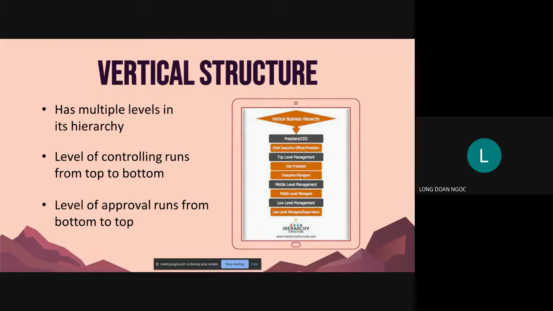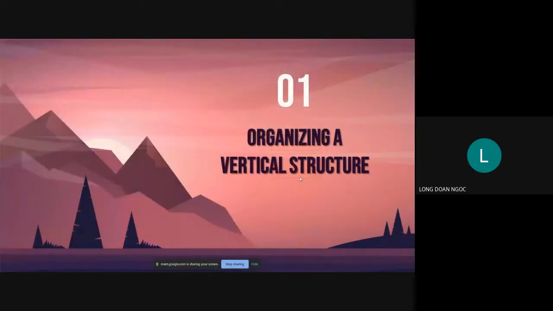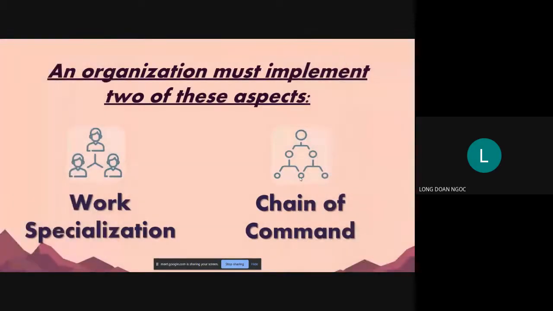So we have had an inside-out understanding about the connotation of organizing and vertical structure, which will together contribute to the first section of today's lesson. Let's get into the first section of chapter 10, which is organizing the vertical structure. Well, how can a manager organize a vertical structure of an organization? To answer this question, an organization in general, or a manager in specific, must conduct or fulfill these two main actions: conducting work specialization and creating a chain of command.